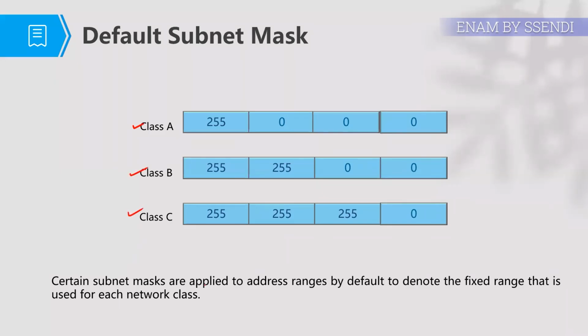So certain subnet masks are applied to address ranges by default to denote the fixed range. And remember, we are dealing with fixed length subnet masking.